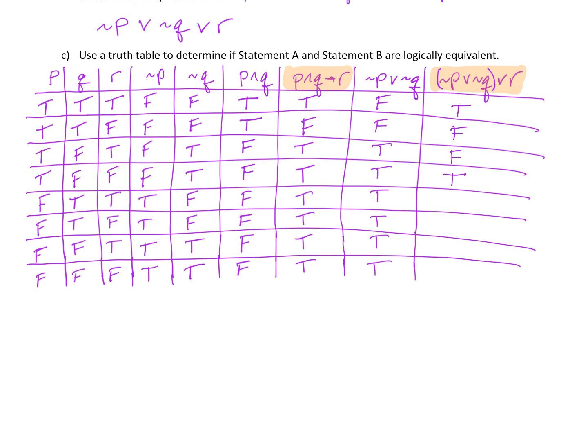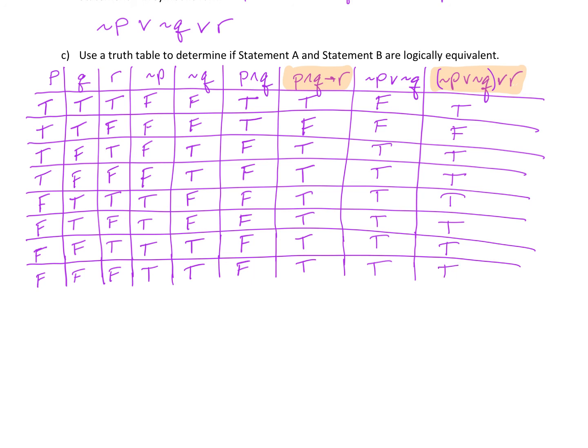Oops, I messed up the one before that. That one is true, true. So it should be true. Okay, then I have R is true, not P or not Q is true, so I have a true. Okay, then I have false, true, so I get true. Then I have true, true. And finally, false, true. So I've got another true.